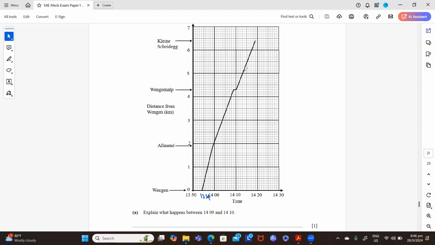So this has to be 13:54. And right here, the time is 14:19. So 14:19 and 13:54, what's the duration? It's 25 minutes. And the total distance taken is 6.4 kilometers. So it's just distance over time. Write down 6.4 divided by 25 over 60. Key this in the calculator, you'll immediately get 15.36 kilometers per hour.